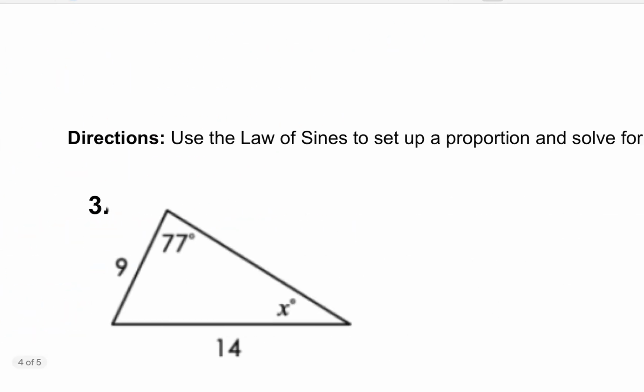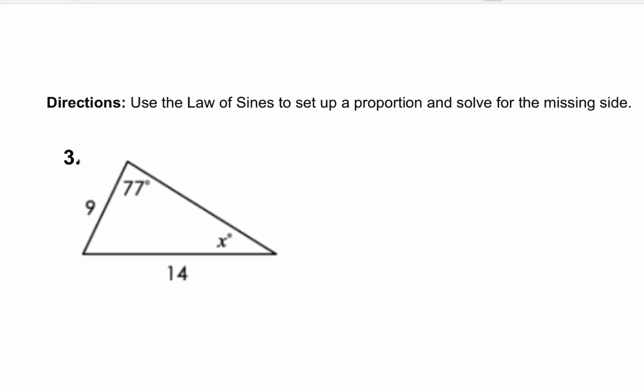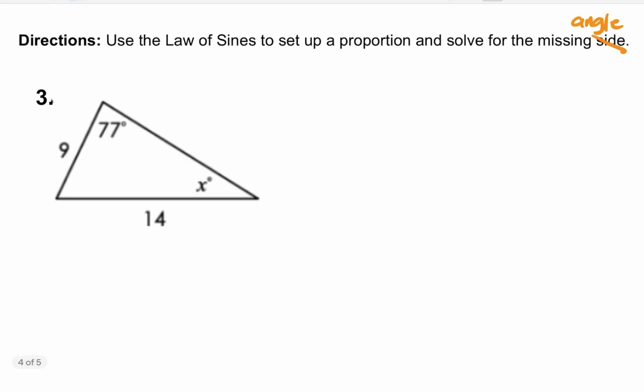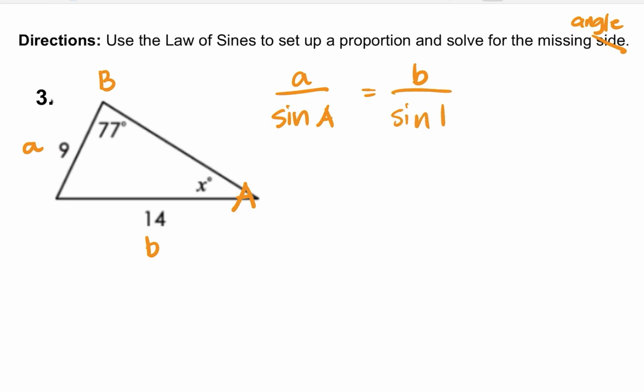Let's try and find this time the missing angle. So I have to replace this. Apologies for the mistake. Now let's label the given information. So I'd like to make this x as my A, opposite is little a, then big B, and then small b. So small a over sine A equals b over sine B.